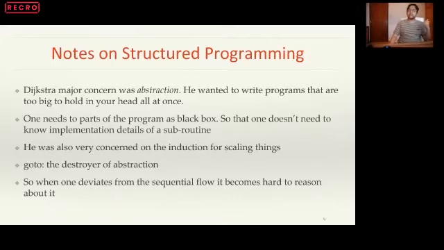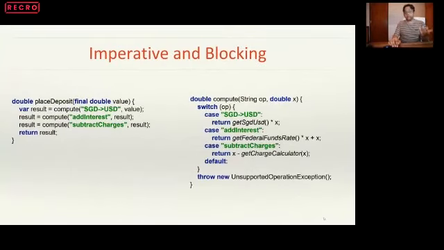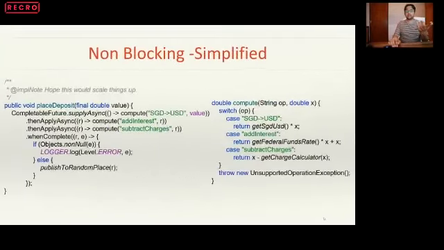Dijkstra's main concern was abstraction. We want to write programs that are not too big to hold in your head all at once. When you see the first program, this is easier to hold in your head, but this might not be so easy to hold in your head. But this scales and that doesn't scale. That's a different part.